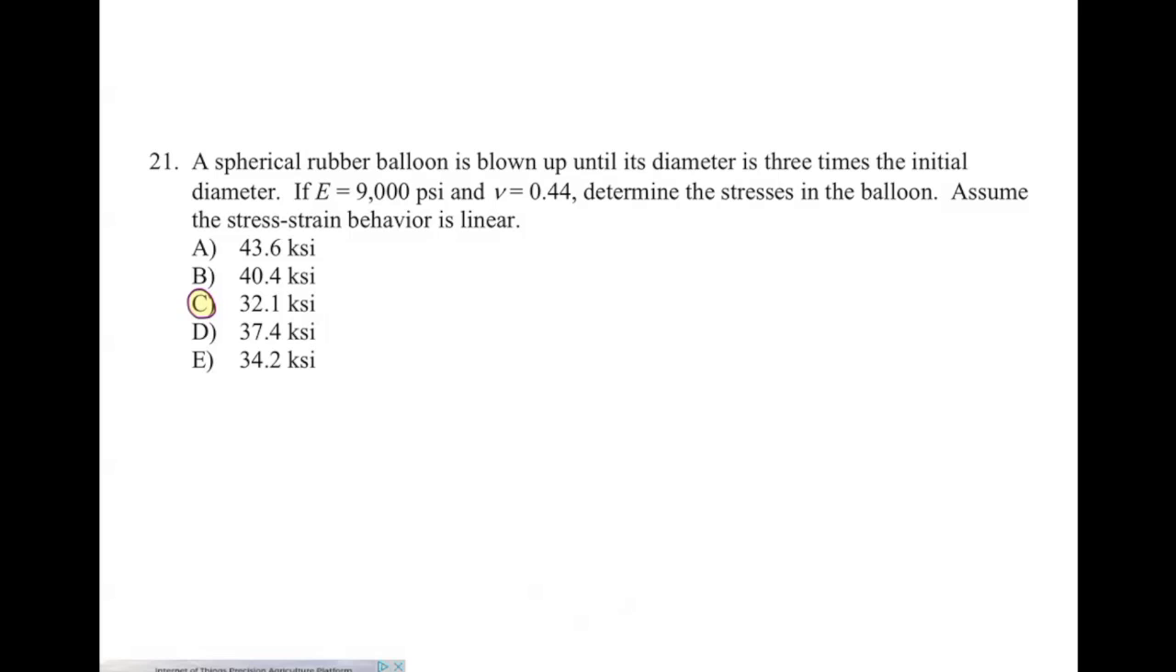The first parameter that we need to determine is the strain. How much is the strain in that element? When we blew it up, how can we determine the strain? What is the definition of strain? Strain is change in the length divided by the initial length. Here, the length that we are talking about is the diameter. How much is the initial diameter? Say 1. How much is the diameter after blowing it up? 3. How much is the change in the diameter? 3 minus 1 is 2.